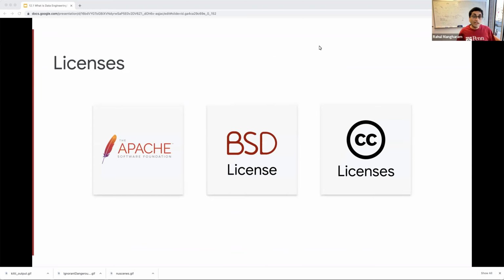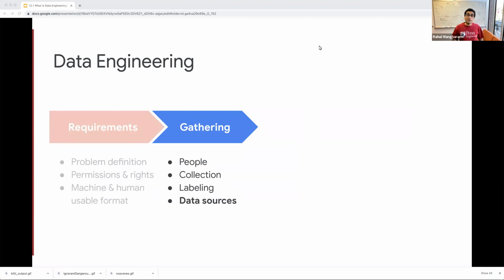So many different types of licenses exist out there. I'm giving you some examples of Apache, BSD, and Creative Commons licenses. You've got to understand which of these licenses actually matter for you, and you've got to make sure that the data has the corresponding license. In fact, as homework, I want you to go and look at what the license is for the speech commands data set. Then you've got to think about, how am I actually going to go and collect the data?